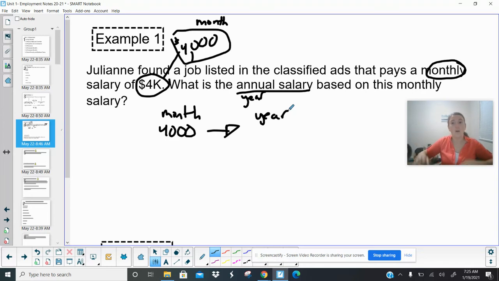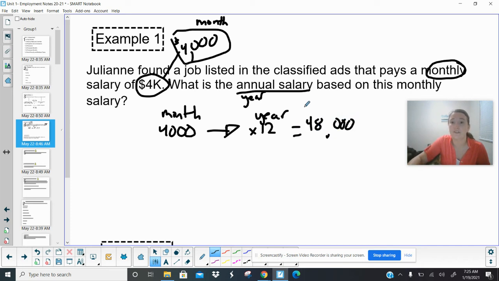Multiply or divide? We should be multiplying because I want to end up with a bigger number. This is only 1 month, and how many months are there in a year? 12. So that's what I'm going to multiply by. We multiply by how many of these are in a year. Or even if this was flipped, like if I was going from a year to a month, I'm still going to use how many months are in a year. I would just be dividing in that case. So all you need to do is 4,000 times 12. Go ahead and do that real quick. You should have gotten 48,000.